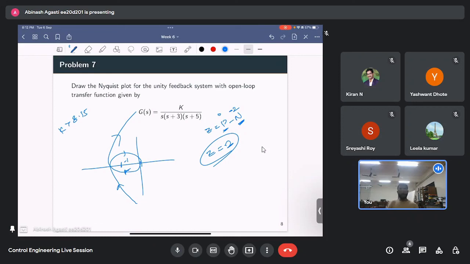Is it clear? Okay. So this way you can do the analysis. Any other doubts? If the Nyquist plot cuts the minus 1 plus j0, then what will be the stability? It will be marginally stable. So when you have to find out marginal stability, you put k equal to 8.15.